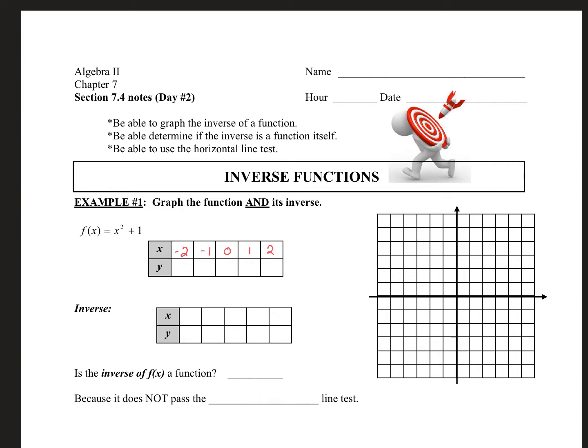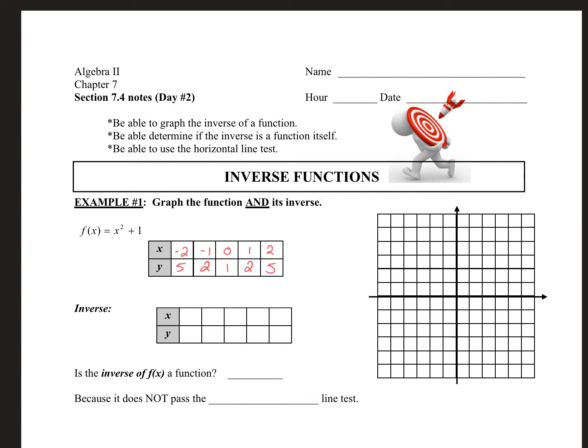So if we plug in -2, we have -2 squared plus 1, so 4 plus 1, which is 5. If we plug in -1, we have -1 squared plus 1, which is 1 plus 1, which is 2. If we plug in 0 into our function, f of 0 is equal to 0 squared plus 1, which is just 0 plus 1, which is just 1. If we plug in x is equal to 1, we get 1 squared plus 1, which is 1 plus 1, which is 2. And then finally, if we plug in 2 for x into our function, we get 2 squared plus 1, which is 4 plus 1, which is 5.